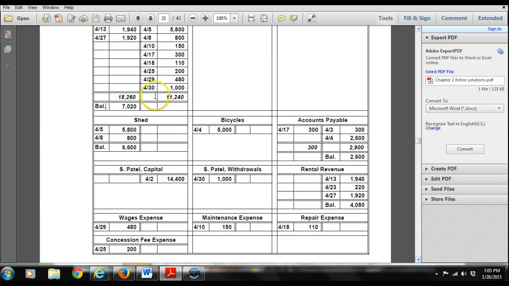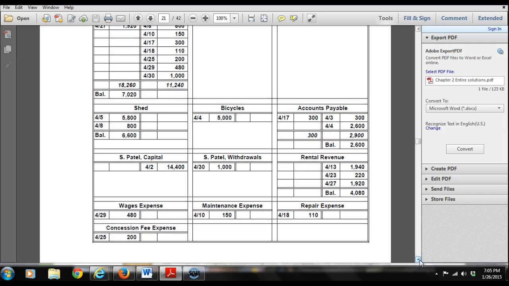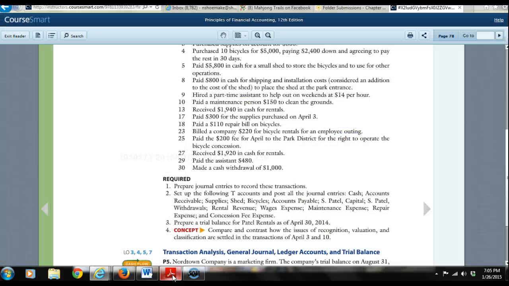Patel Capital is a credit of $14,400. The withdrawals is a debit of $1,000. The rent revenue, we total that with a total balance of $4,080. And then our various expenses, wages expense of $480, maintenance expense of $150, repair expense of $110, and concession fee expense of $200. Now it asks us to prepare a trial balance.